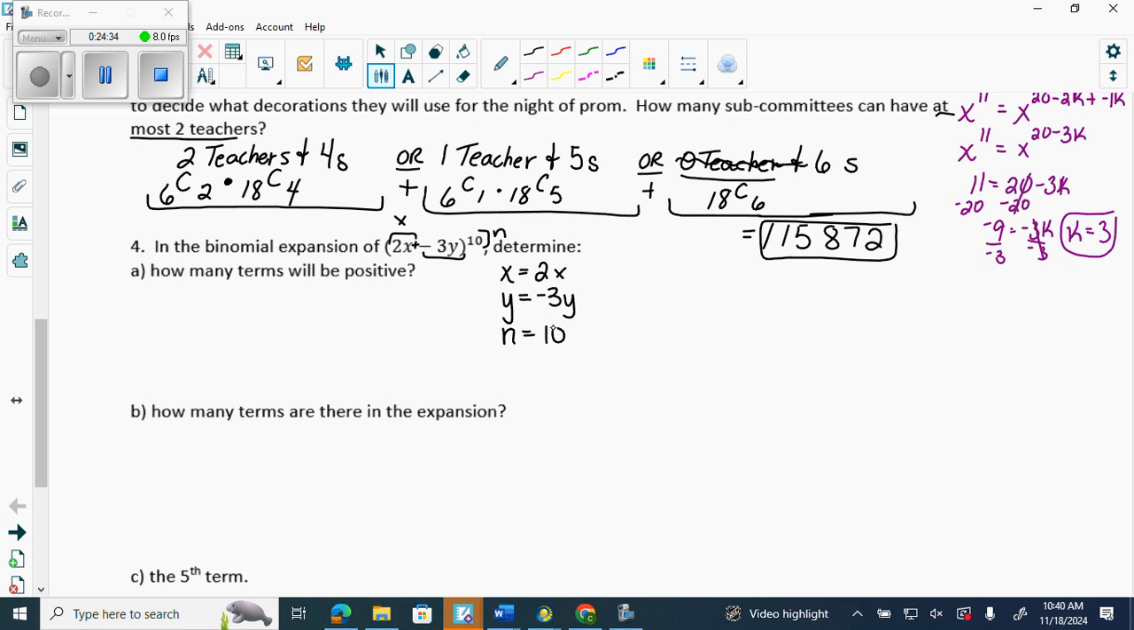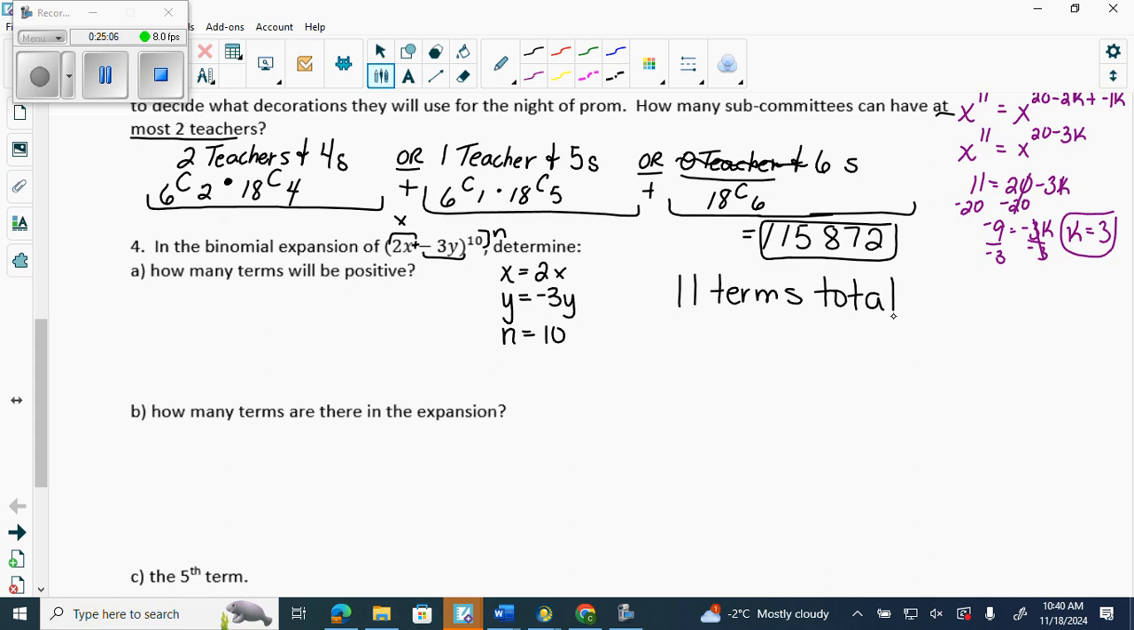So how many terms are we going to get if we actually expand this whole thing out? 11 terms. Because it's always 1 more than n. Because we start at k equals 0, and we go to k equals n. So 0 to 10 is 11 terms. Correct? So we know we have 11 terms total. So the way that might help us figure out how many are positive is perhaps find term 1, term 2, term 3, and get a pattern or something like that, right?